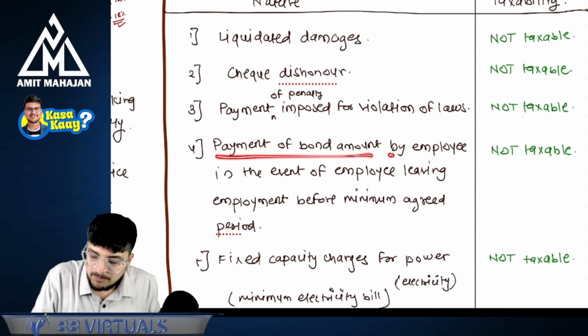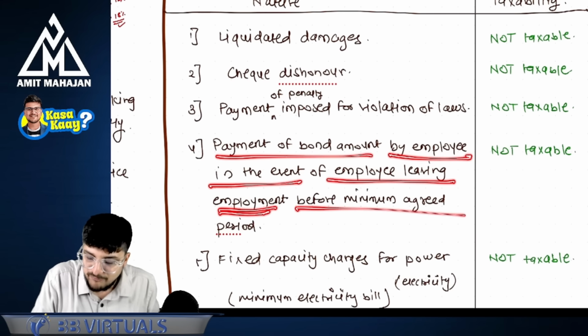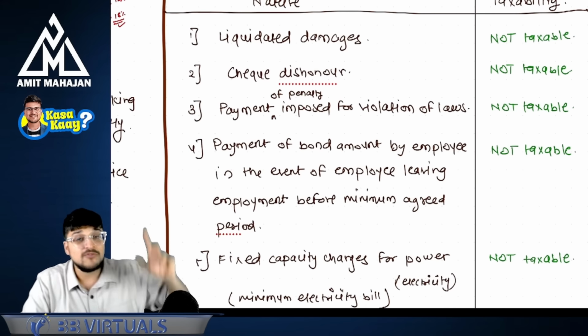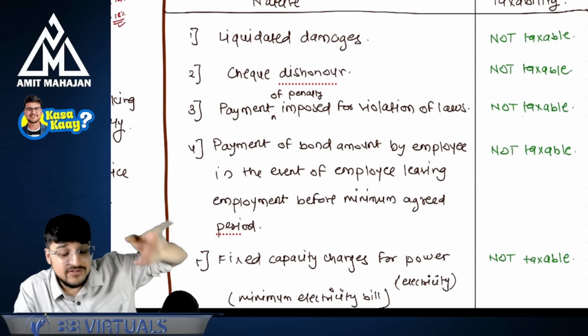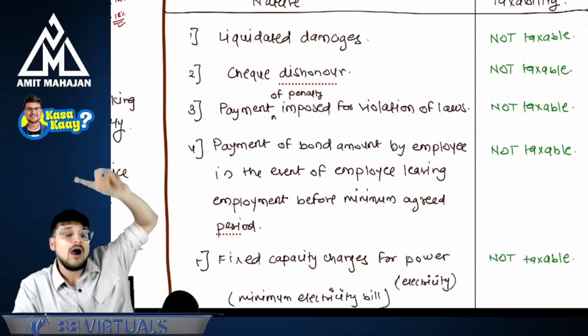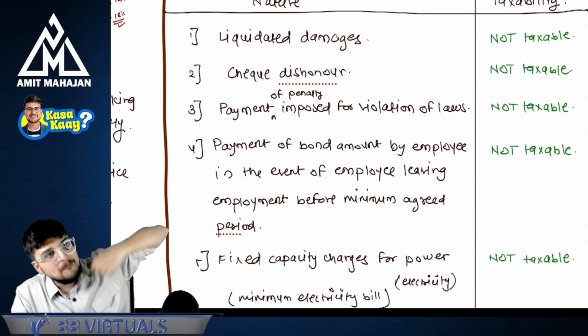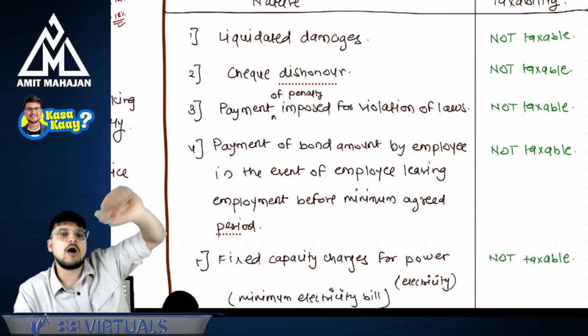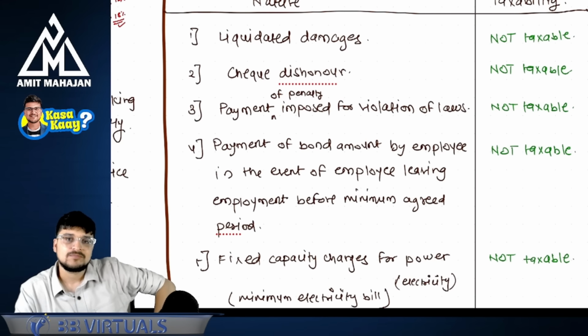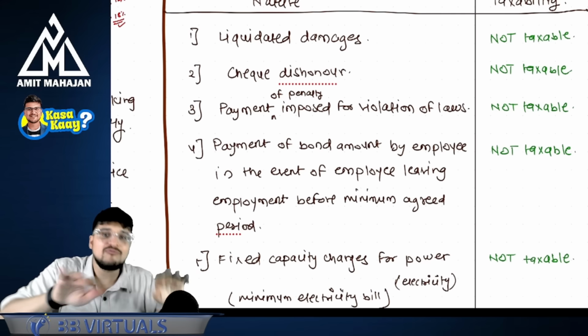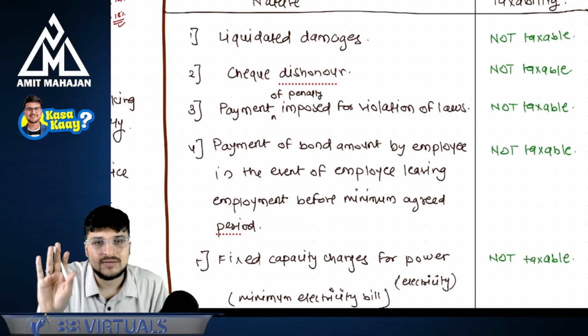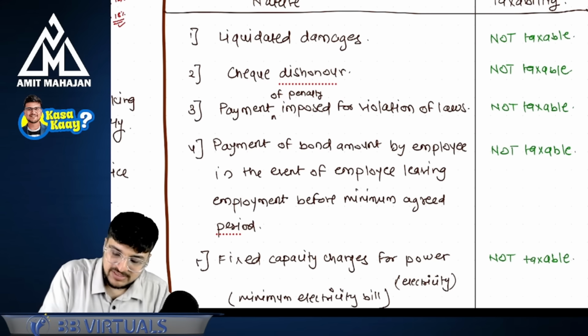Payment of bond amount by employee in the event of employee leaving the employment before the minimum agreed period. Sir, we had seen this earlier. Earlier we had seen that when the employer wants to kick the employee out of the employment, your employee himself wants to leave the company within the period of 3 years.